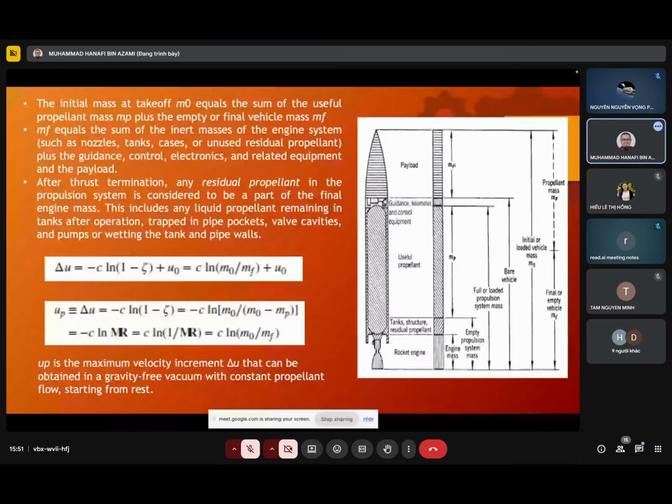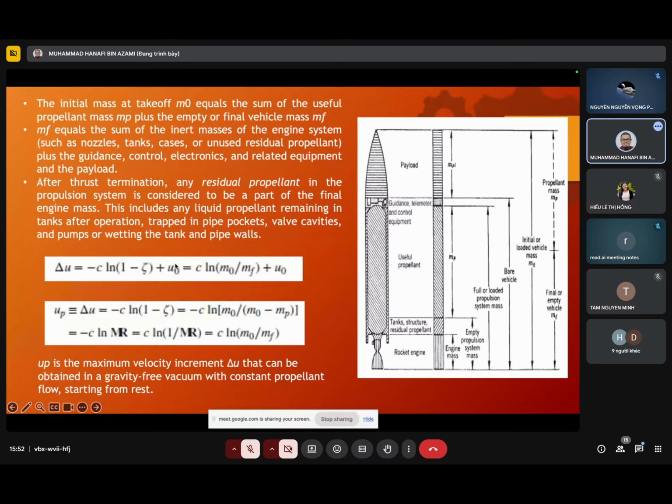But the maximum velocity, when up is maximum, where the increment delta u that can be obtained in the gravity free vacuum with constant propellant flow and starting from the rest, means that u naught, the initial velocity, is 0. So this is the equation. So u naught is 0, so you have negative c ln 1 minus zeta. Or you can change this to negative c ln m naught over m naught minus mp.